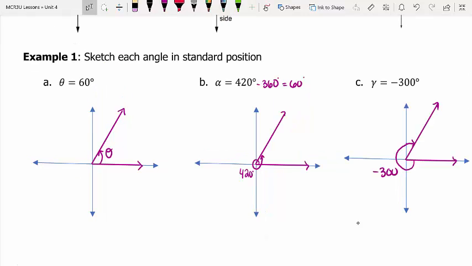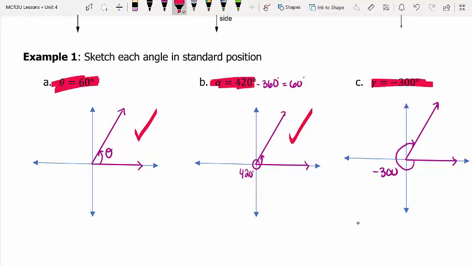So I want you to look at all 3 parts to this question and ask yourself, is there something similar between each of these angles? The first one we sketched was theta equals 60, and it turned out like this. Alpha equals 420, and it turned out like this. And this was an angle of negative 300 degrees, and it turned out like this. What's similar between all 3 of those angles when they're drawn in standard position? Hopefully you noticed that the terminal arms of each of those angles are in the exact same spot, right? They're all at a position that forms a 60-degree angle with the initial arm.